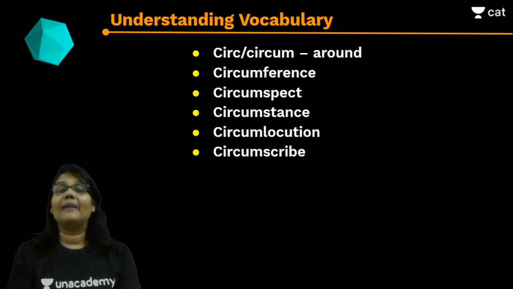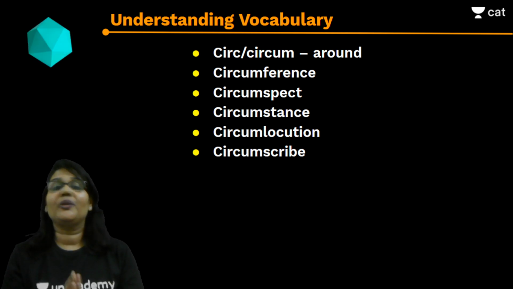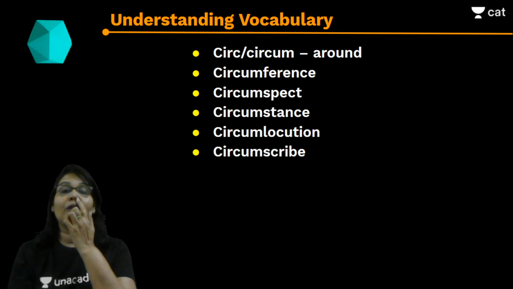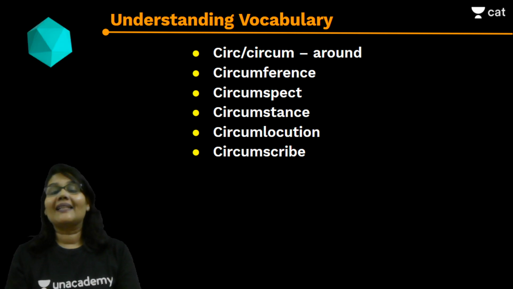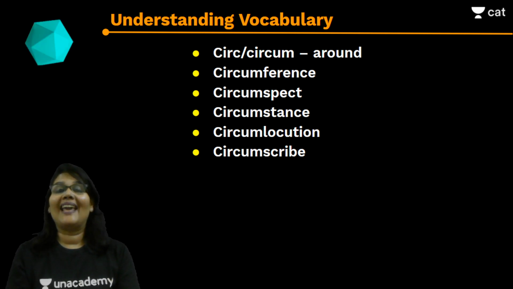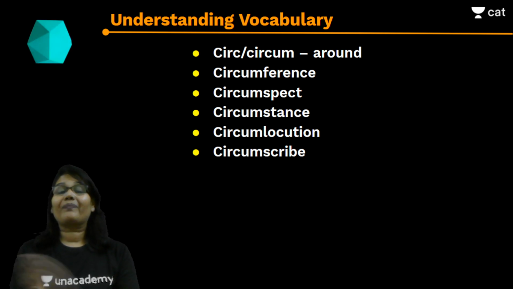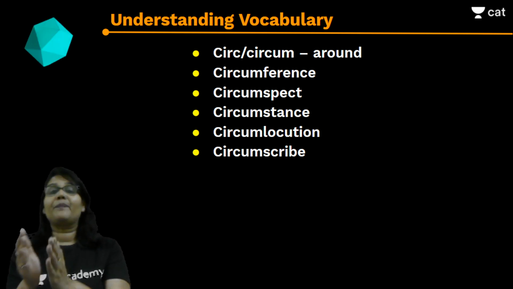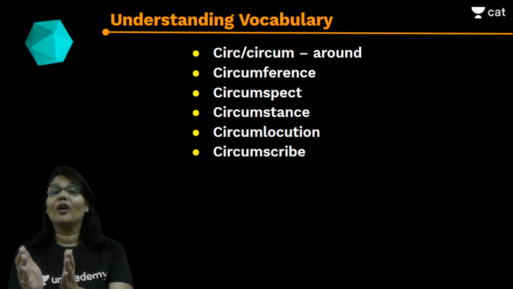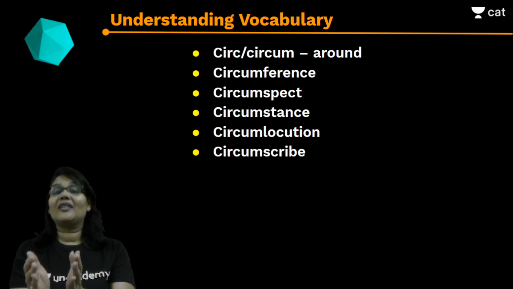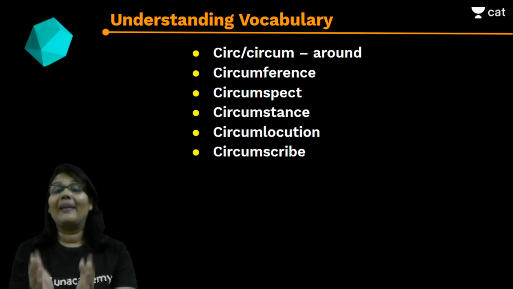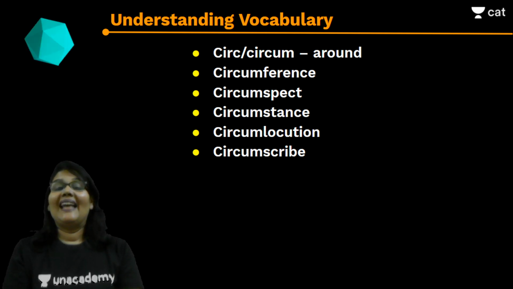Then let's come to circumspect. Pay special attention to this, guys. See, circum means around, isn't it? That's what your root words tell you. Then spect means what? To look or to see, as in you get spectacles, right? So what does this word mean now? You have circum, which means around, and spect, which means to see or to look. Circumspect means cautious. That means a person who is aware of his surroundings, what is happening around him. So circumspect means cautious.